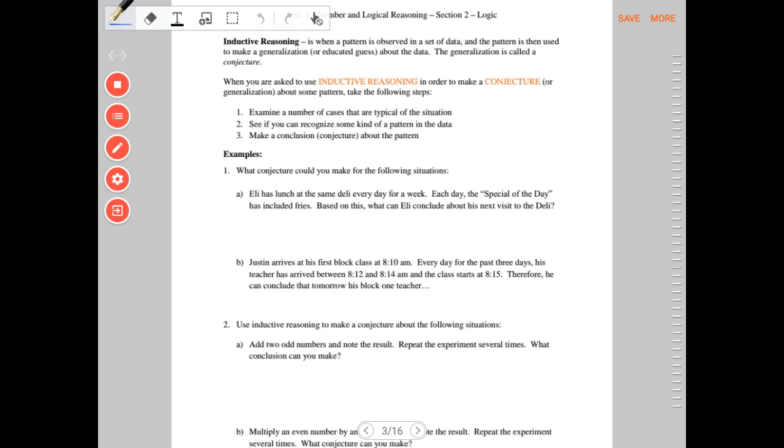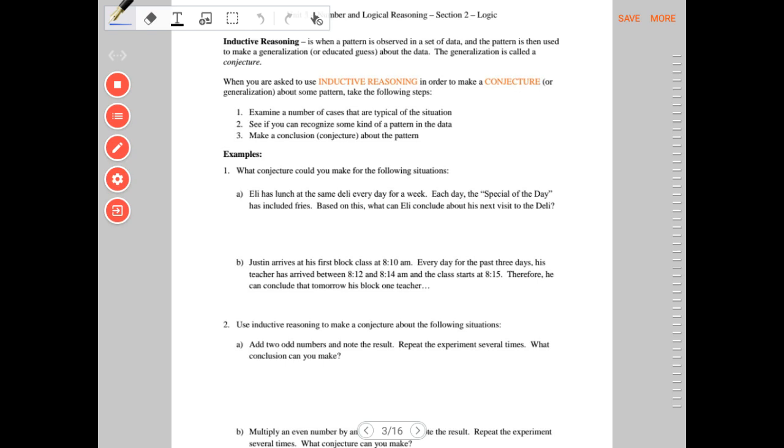So inductive reasoning is when a pattern is observed in a set of data, and the pattern is then used to make a generalization or educated guess about the data. The generalization is called a conjecture. When you're asked to use inductive reasoning in order to make a conjecture or generalization about some pattern, take the following steps. Examine a number of cases that are typical of the situation. In that last example, we looked at 5 different figures, and the pattern held the entire time. See if you can recognize some kind of pattern in the data, and then make a conclusion or conjecture based on the pattern.